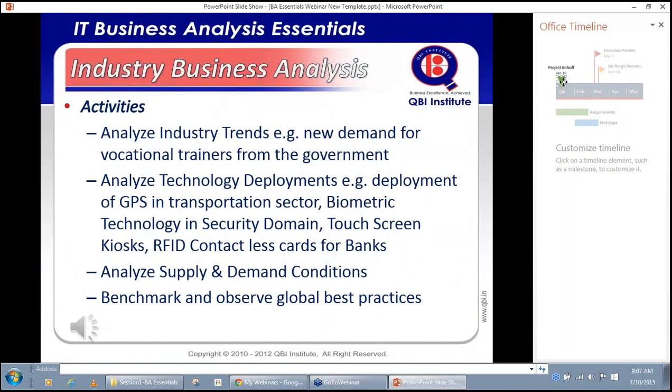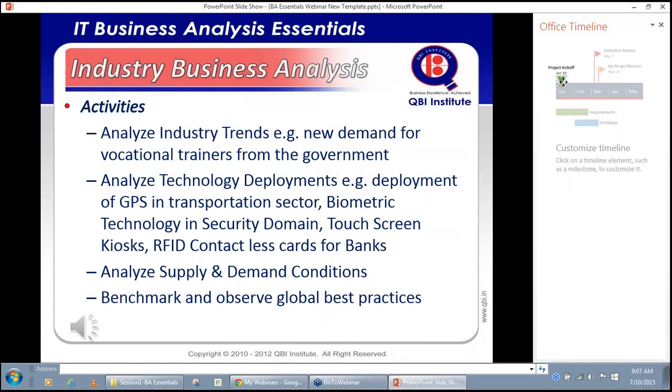Then comes industry business analysis. You see, your projects, your enterprise, your processes are part of an industry. Developments of industry affect the enterprise. When it affects the enterprise, it affects your project and processes.